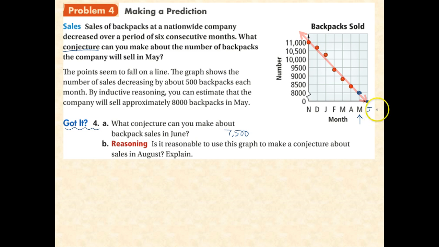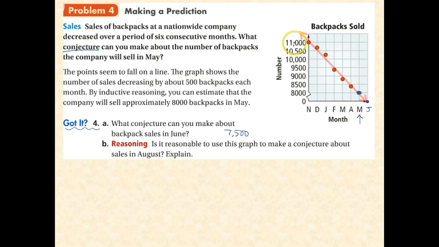Is there anything that might change? Is it always going down? Is this company's backpacks just gradually going out of style? Or is this a result of kind of like a yearly fluctuation? Does something happen in August that might cause backpack sales to rise? Perhaps, since school begins in August, more backpacks would be sold. So it might not be reasonable to use this graph to project too far into the future, because there are other events that this graph doesn't take into account.